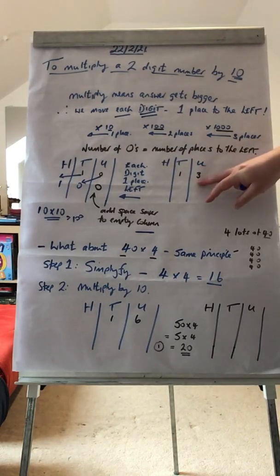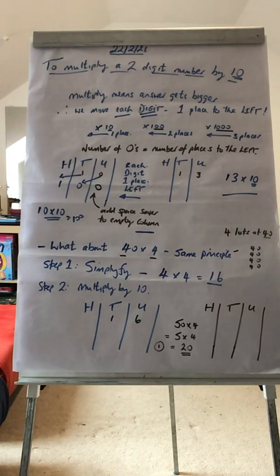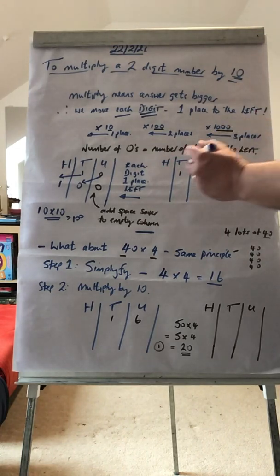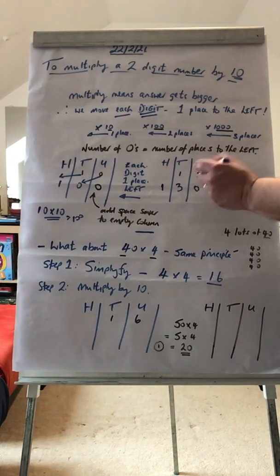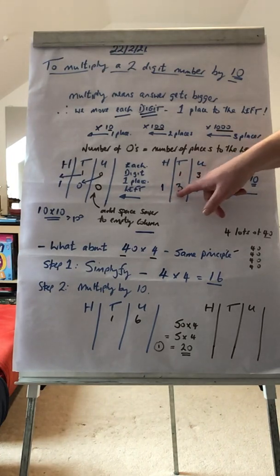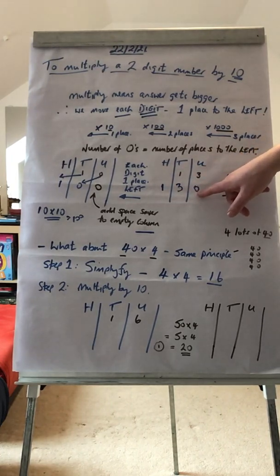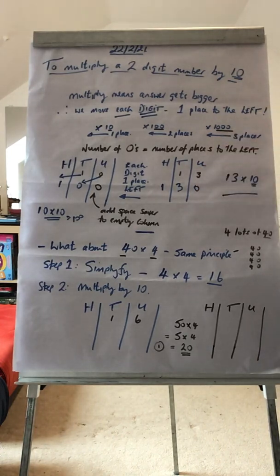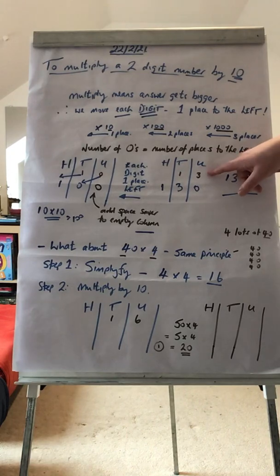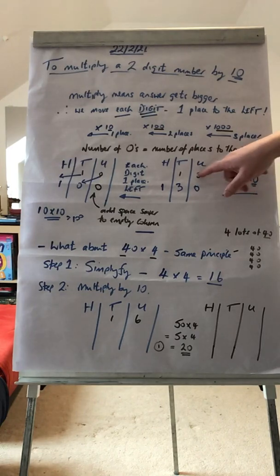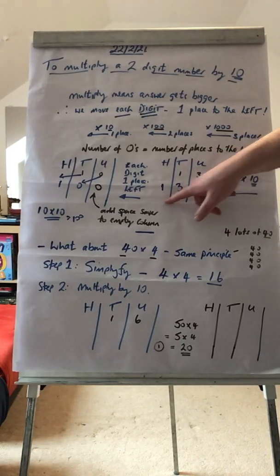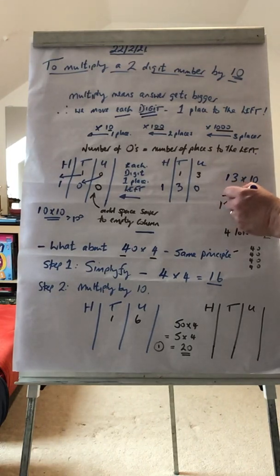Now, let's use the next number. This is the question: 13 times 10. Again, each number needs to move 1 place to the left because we are multiplying by 10. So the 1 moves to there, the 3 moves to the tens column, and we put our space saver in to represent that 130 is made up of 1 hundred, 3 tens, and there are no units in 130. As you can see now, each number has moved 1 place to the left. The 1 has gone into the hundreds column, the 3 has gone into the tens column, and my space saver represents that the number is 130. So 130 is our answer.